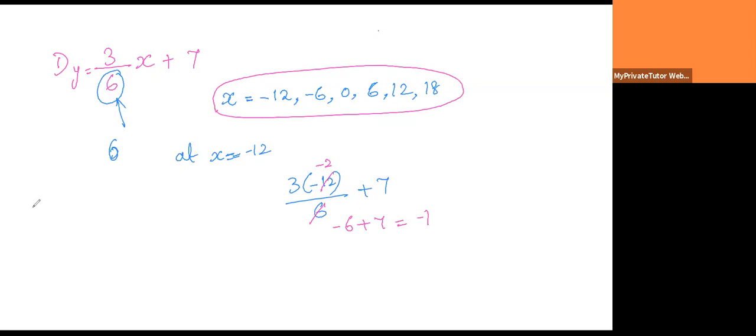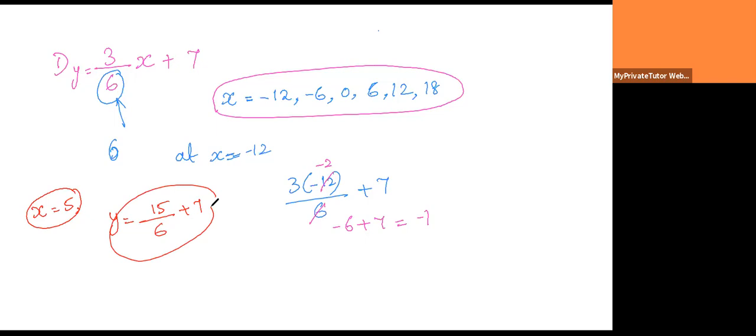For example, if I say x equals 5 here, instead of these values, you assume x equals 5. What will happen in that case? 3 times 5, which is 15. 15 by 6 will end up giving a decimal answer. To avoid that, please better use the multiples of the denominators as x values, guys.